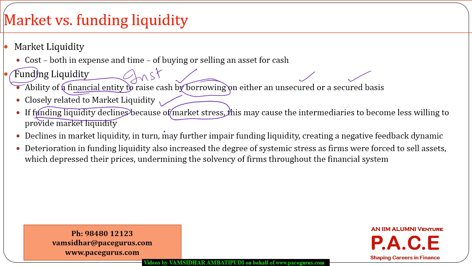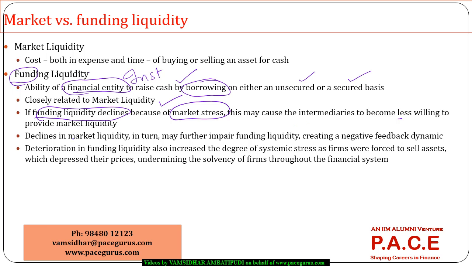Now that itself is causing the intermediaries to become less willing to provide market liquidity also, because now they are not ready to buy assets, sell assets. So there is a very good chance that if the funding liquidity is declining, meaning I am not able to raise funds, it is obvious that I don't have money to buy something. So when someone is trying to sell an asset, I would not be in a position to buy it. So even market illiquidity can very well arise as a consequence of funding illiquidity.